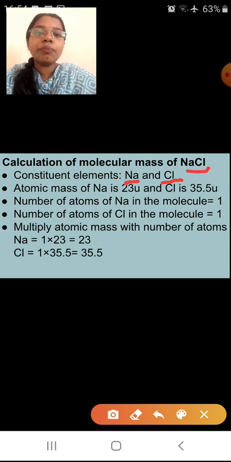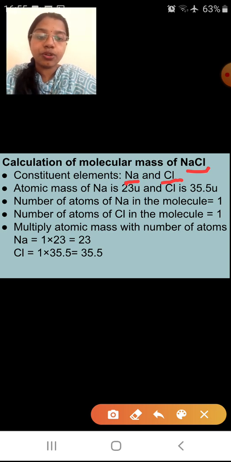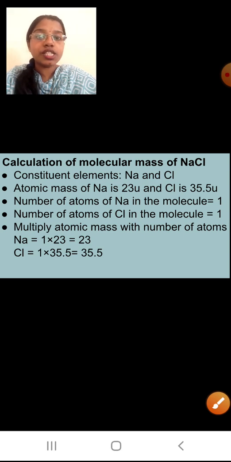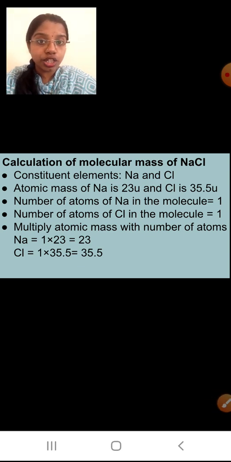Atomic mass of sodium is 23, and chlorine is 35.5. As I told you, this will be given to you. Number of atoms of sodium in a molecule: how many? Can you see any 2 or 3 written anywhere? No. So 1 atom of sodium. Number of atoms of chlorine: 1 atom only. So 1 and 1 we have written.